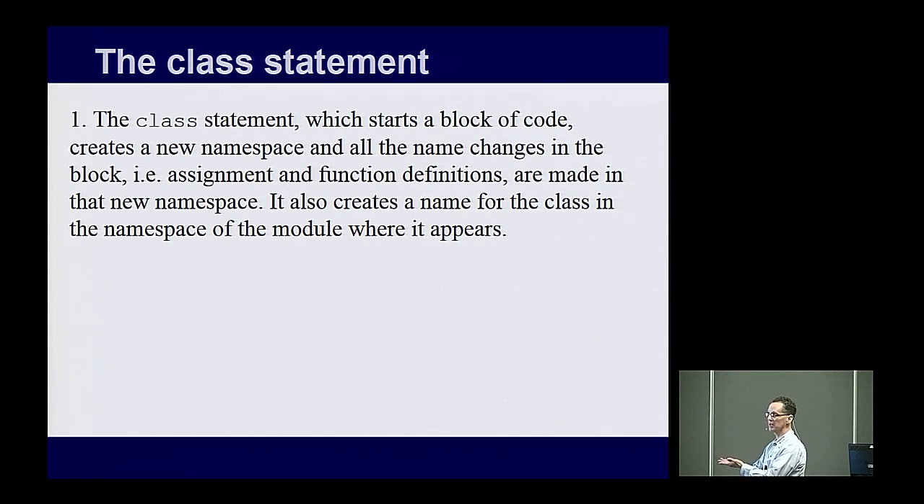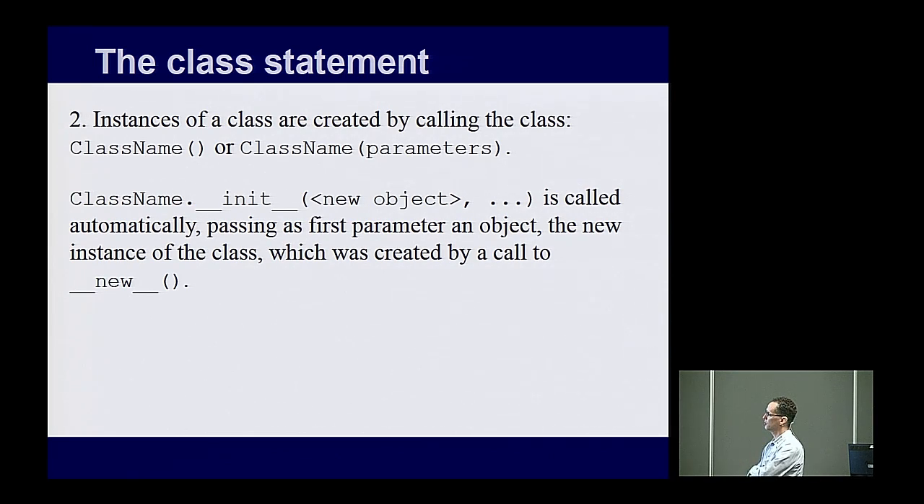All the name changes are in that block, right? And it also creates a name for the class in the namespace of the module where it appears. The way you create an instance of a class is you call it like it's a function. It's sort of, again, a callable. So you instantiate that way. Dunder init gets called, and it gets passed the new object that already got created before you got to dunder init, right? And if you need to override how that thing does it, you can do so by changing dunder new.